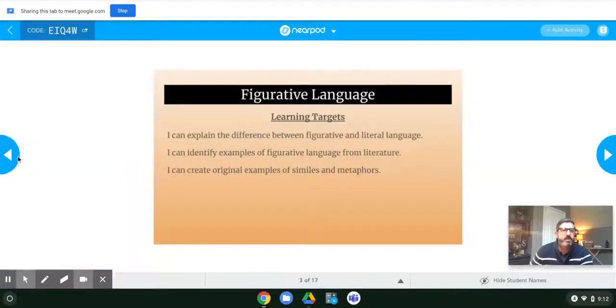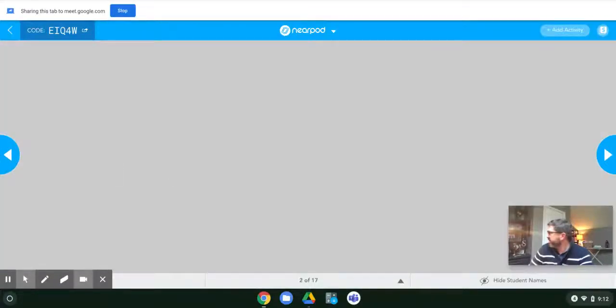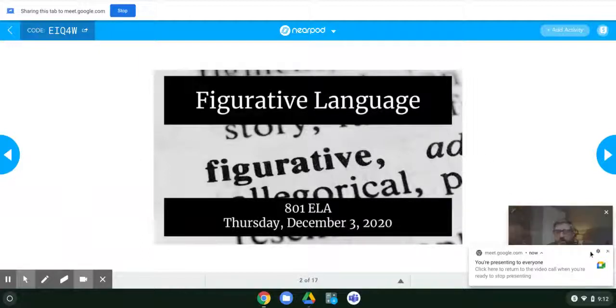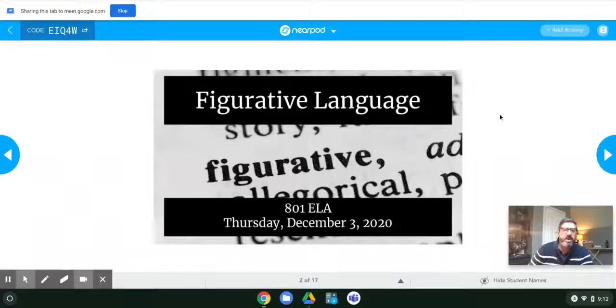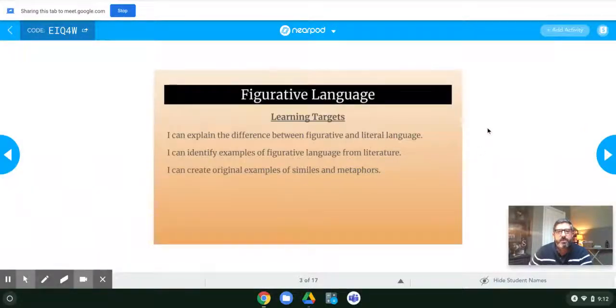So, McKenna, just to go back, if you remember on Tuesday, to be honest, I can't remember if you were with us or not. We talked about reading the short story called The Telltale Heart. That's a short story by Edgar Allan Poe, and in it, he uses a ton of figurative language. So I thought it would be a good idea to introduce you to what figurative language is and the different types before we start reading that. So these are our learning targets. Again, I can explain the difference between figurative and literal language. I can identify examples of figurative language from literature, and I can create original examples of similes and metaphors.